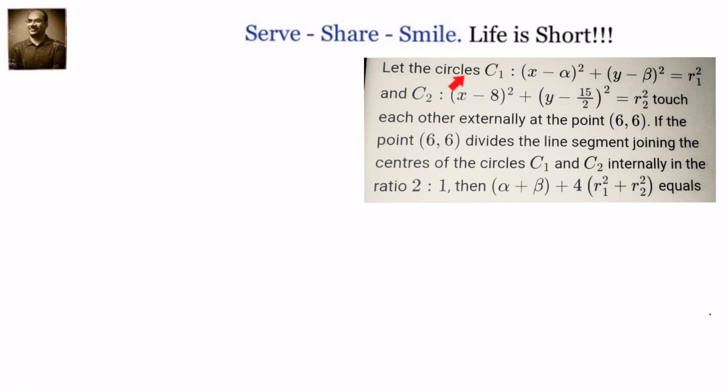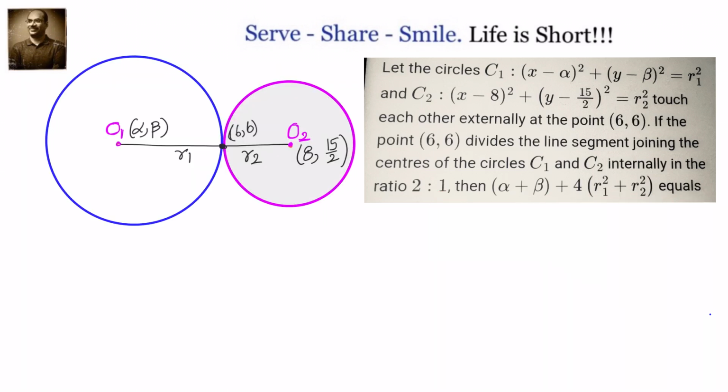Let the circles C1, C2 touch each other externally at point (6, 6). If the point (6, 6) divides the line segment joining the centers of the circles C1, C2 internally in the ratio 2:1, then what is the value of the expression?